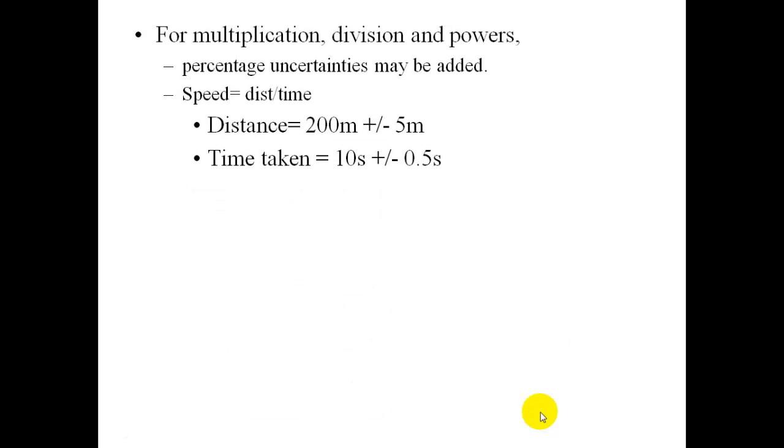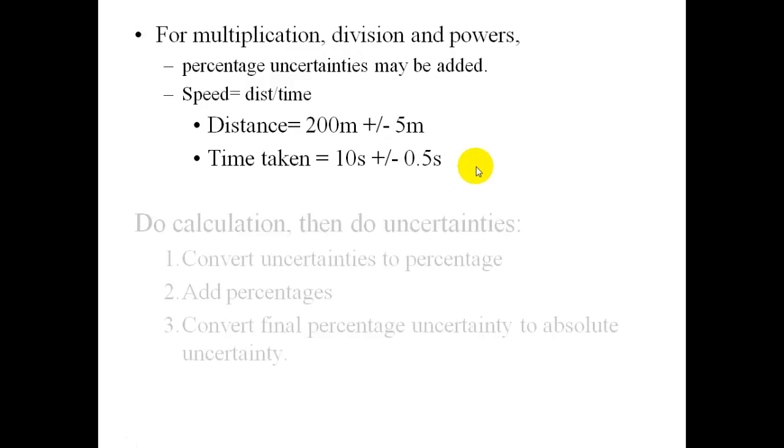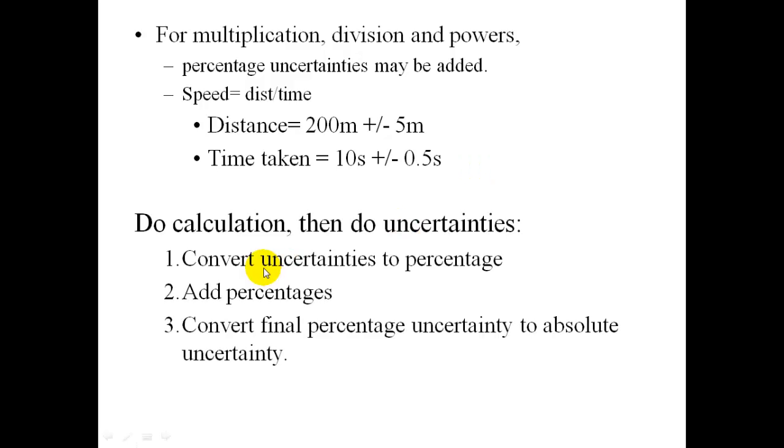For multiplication, division and powers, we add the percentage uncertainties. So we have 200 meters plus or minus 5 meters. We have to convert that into a percentage uncertainty. We have the time taken. We have to change that into a percentage uncertainty and then add the percentage uncertainties. So first, convert the uncertainties, which are written as absolute at the moment, to percentage uncertainties. Then we add the percentages. Then we convert the final percentage uncertainty to an absolute uncertainty.